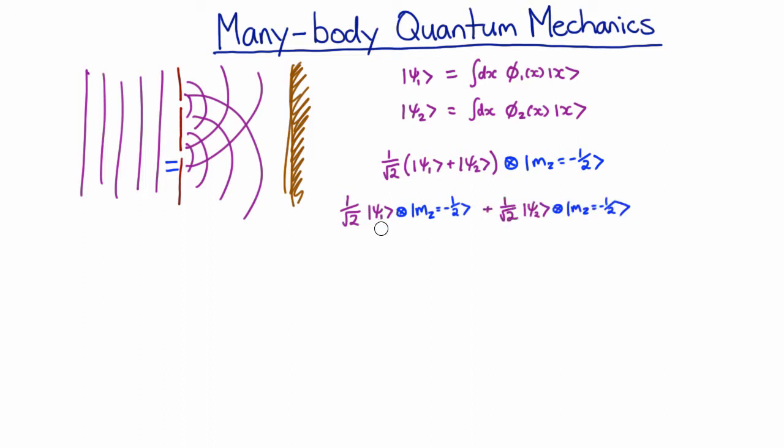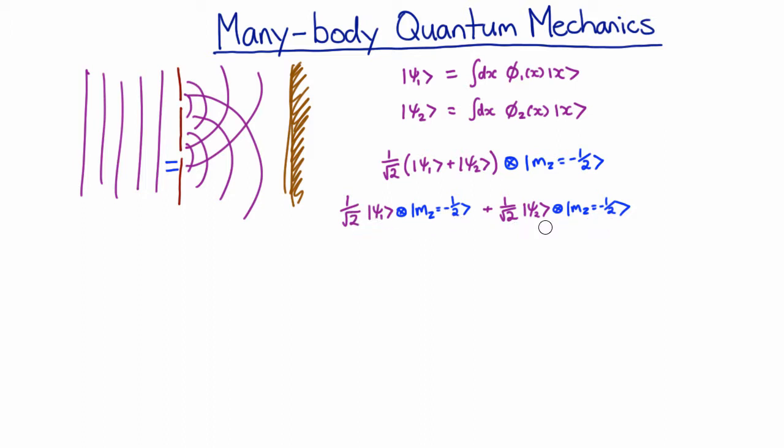So in other words, our total combined system is in the initial superposition of the particle being at the top slit and the spin being down, plus the particle being at the bottom slit and the spin being down. And these two states here are parts of the combined Hilbert space.